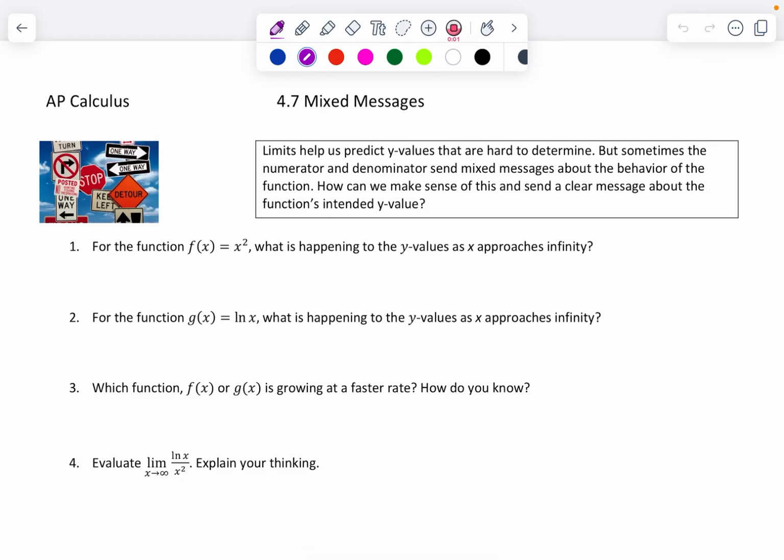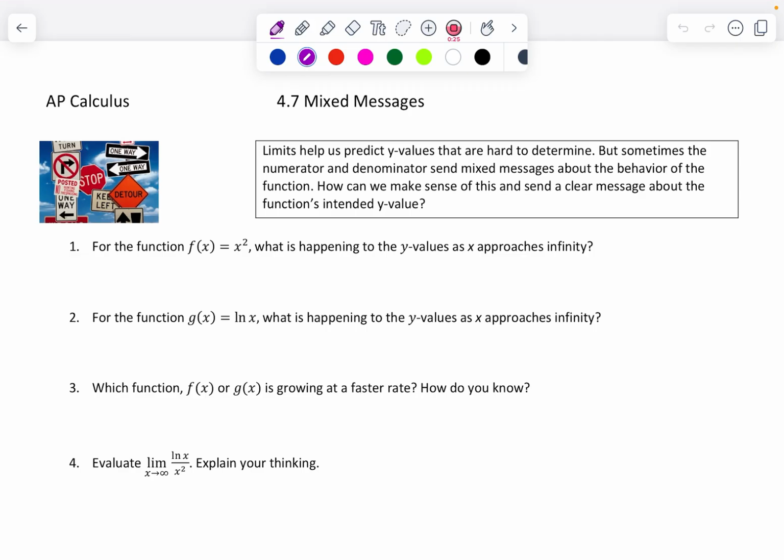All right, 4.7. This lesson is called Mixed Messages. Limits help us predict y values that are hard to determine, but sometimes the numerator and denominator send mixed messages about the behavior of the function. How can we make sense of this and send a clear message about the function's intended y value?